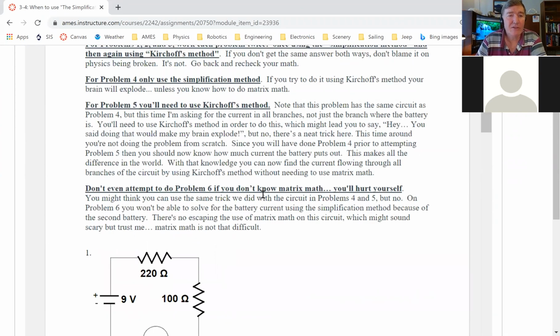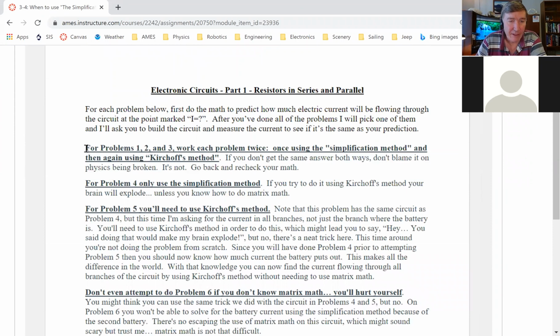All right, so the instructions here are for problems 1, 2, and 3, I want you to work each problem twice. First time we're going to do it, we're going to use the simplification method. And the second time we do it, we're going to use Kirchhoff's method. So hopefully we'll get the same answer each time. And if we don't get the same answer, that doesn't mean physics is broke. That means that we messed up somewhere.